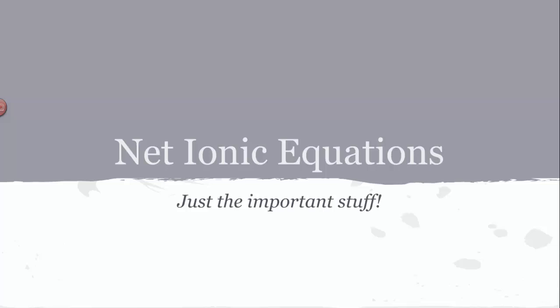So we've spent a good amount of time learning how to write chemical equations for the different types of reactions, especially the 5 main types of reactions. We're going to take a look at a different way of writing these equations now called net ionic equations. And as you can see here, it's just the important stuff in a chemical reaction.